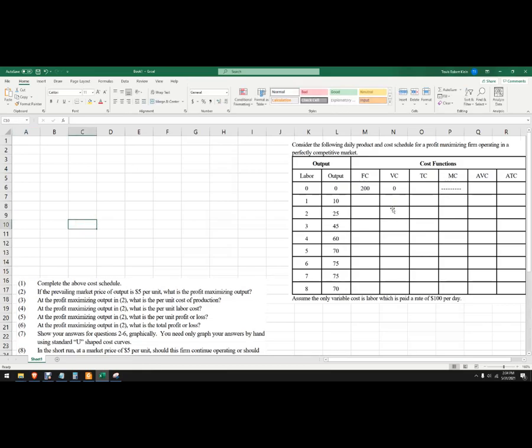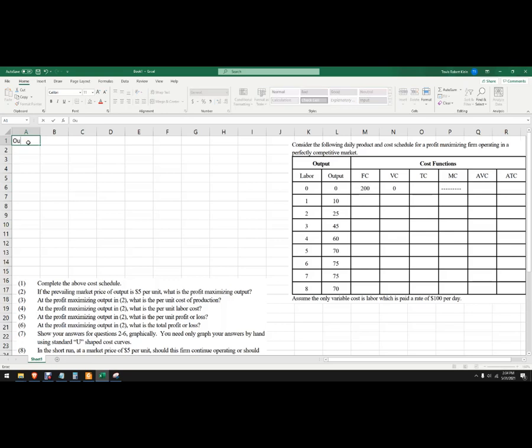We've got this problem set. We've got a cost schedule. In the cost schedule, we've got output using labor as our input. And our output is here. We've got fixed cost, variable cost, total cost, marginal cost, average variable cost, and average total cost. So we need to fill in the table and answer some questions to think about. Assume the only variable cost of production is $100 per day, which is for the labor.